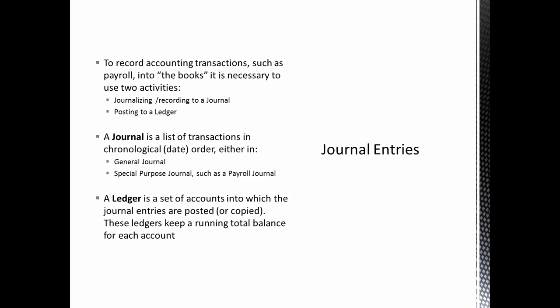It's necessary to use two activities, as I just said, journalizing and posting. A journal lists transactions in chronological or date order, and these might go in a general journal, or it might go into a special purpose journal, such as a special payroll journal that's made up. Either way, they're going to be recorded in date order. From there, we're going to post from the journal into the general ledger, whichever accounts we used in the transactions we have journalized. Those accounts will then be updated by posting into the ledger.